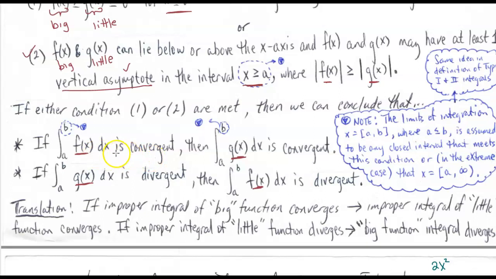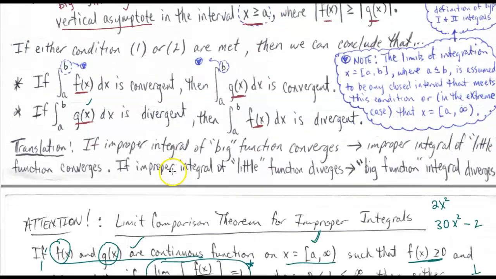So notice that we don't have "if the big function diverges," because remember, this g of x here was the little function. So if the little function diverges, then we know the big one also diverges. But we have nothing here that says if the little function converges, then the big one will follow suit. We don't have anything like that.